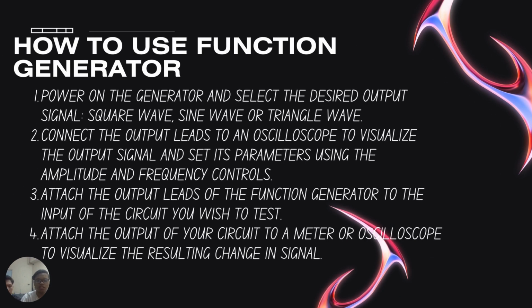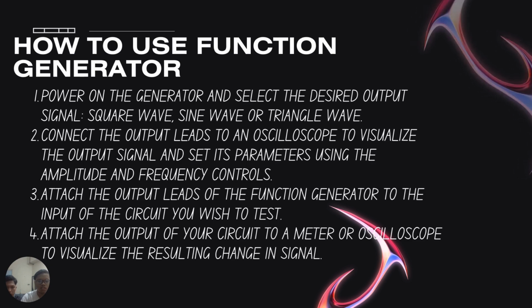How to use a function generator. First, put power on the generator and select the desired output signal, like square wave, sine wave, or triangle wave. Second, connect the output leads to an oscilloscope to visualize the output signal and set its parameters using the amplitude and frequency controls. Third, attach the output leads of the function generator to the input of the circuit you wish to test. And last, attach the output of your circuit to a meter or oscilloscope to visualize the resulting change in signal.